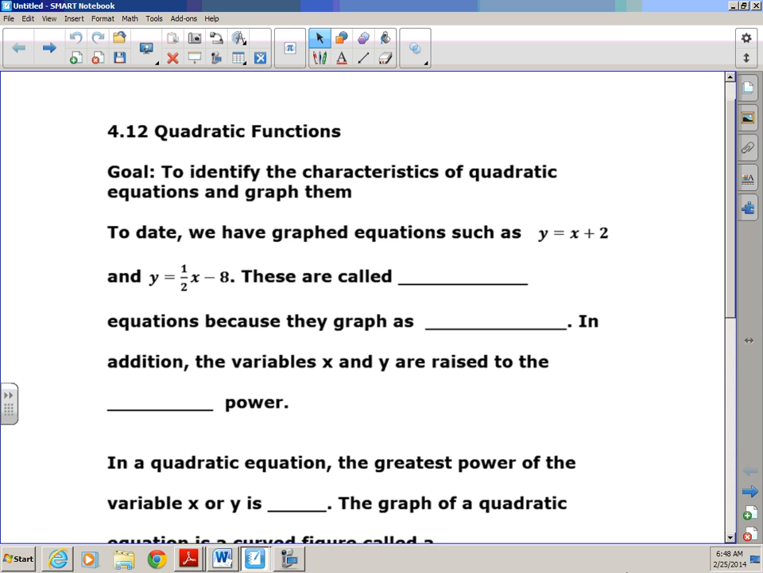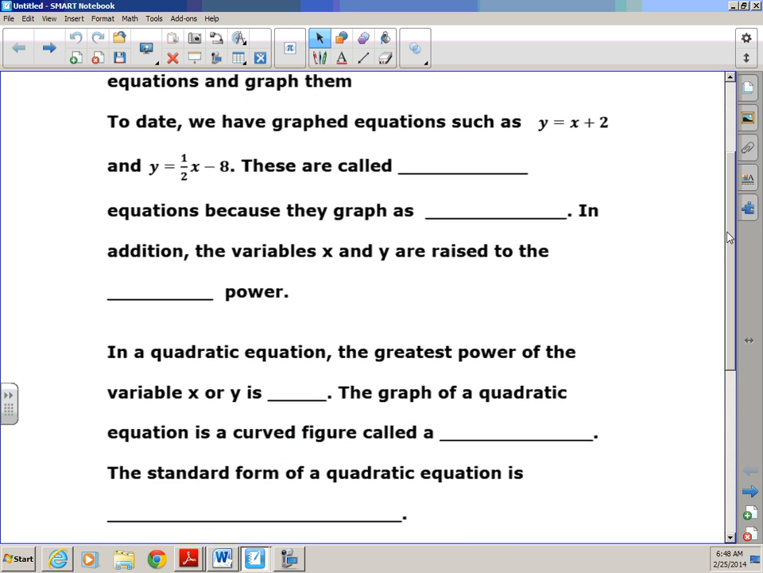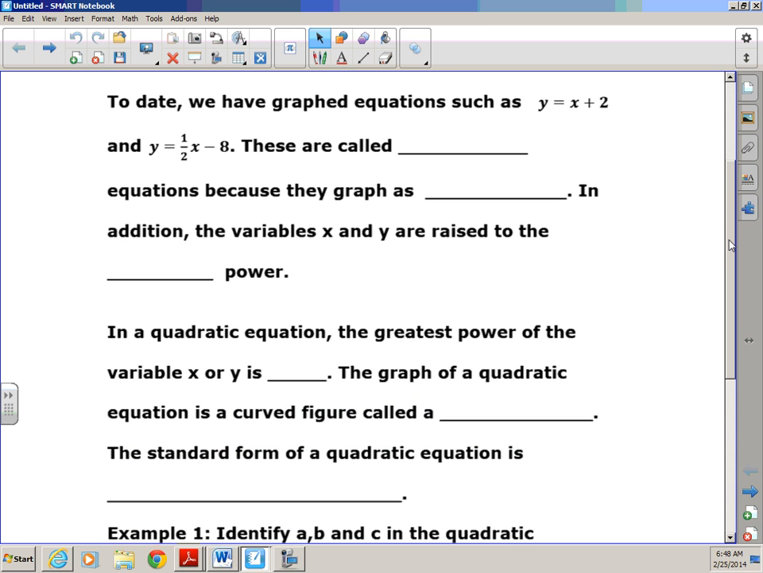Okay, so if we read the guided notes, to date we have graphed equations such as y equals x plus 2 and y equals 1 half x minus 8. These are called linear equations because they graph as lines. In addition, the variables x and y are raised to the first power.